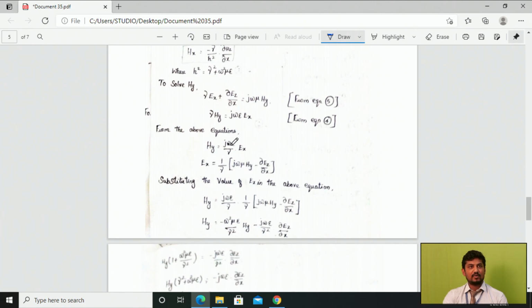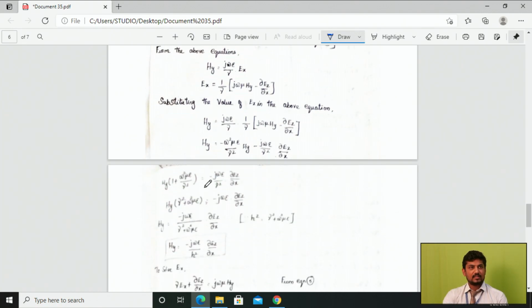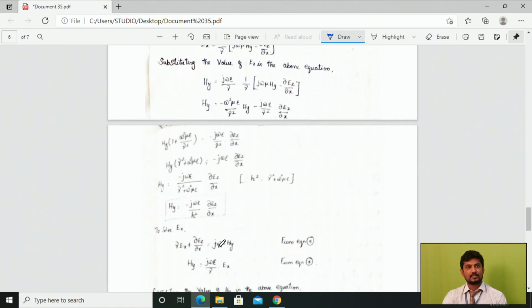So we can substitute the Ex value in the Hy equation. Then multiply with these terms. The first term, j omega epsilon by gamma square, we can multiply inside the terms. Like this we will get minus omega square mu epsilon into Hy divided by gamma square minus j omega epsilon divided by gamma square into dou Ez by dou x. Then the Hy term we take to the left hand side, taking Hy outside. Finally we will get the answer like this: Hy is equal to minus j omega epsilon by h square into dou Ez by dou x.